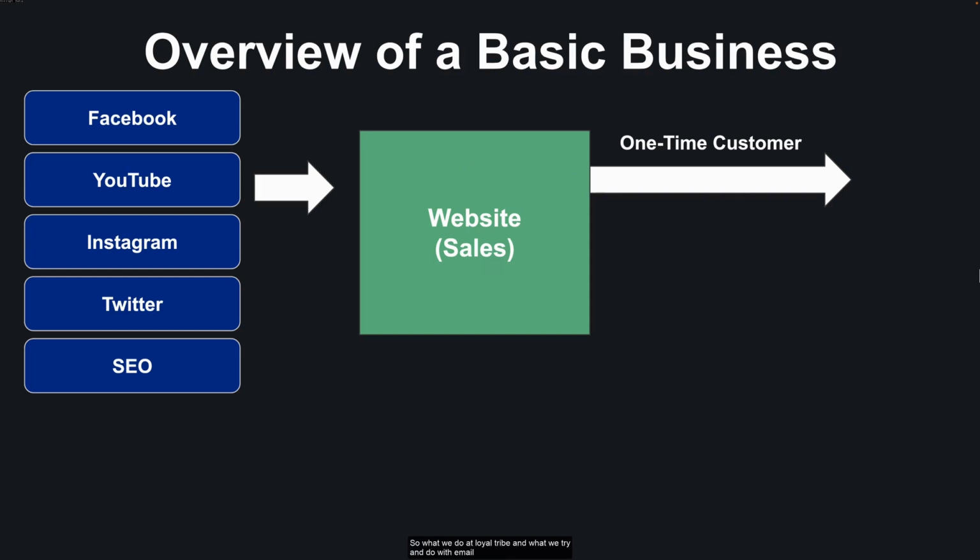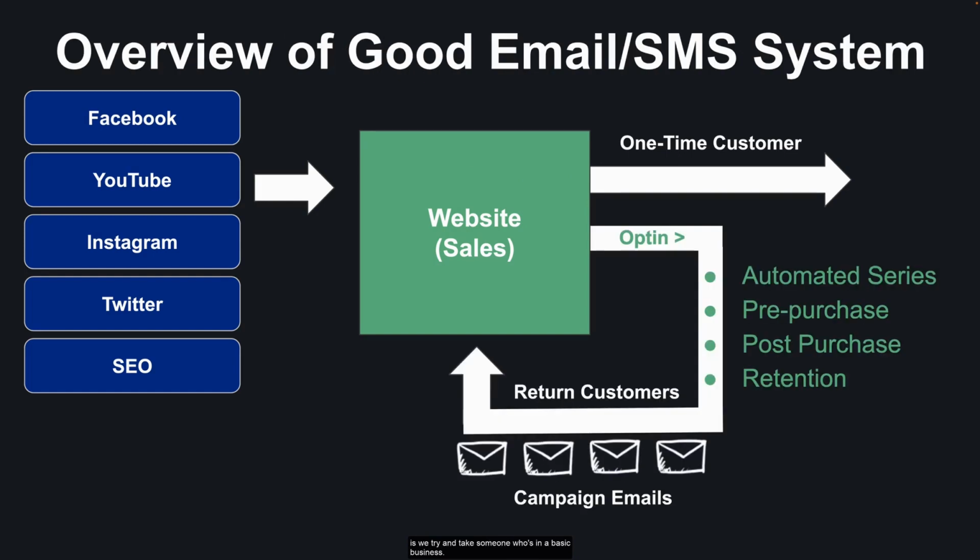What we try to do at Loyal Tribe with email is take someone who's in a basic business and move them to a good business with email and SMS systems. People still come in and hit the website, but a majority of those folks will opt in to the email list. That means we can follow up with automated series for pre-purchase, post-purchase, and retention to keep them as a customer. We continue to send campaign emails, and we can send SMS as well, and we get returning customers.